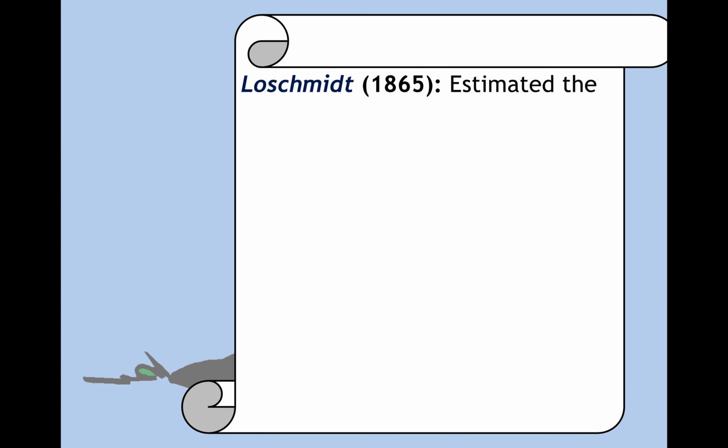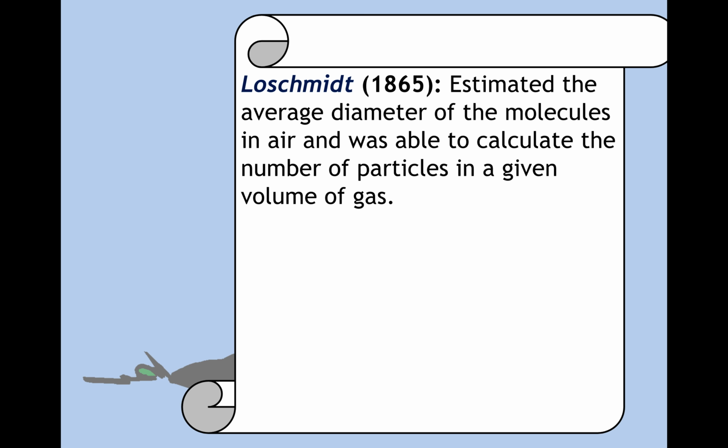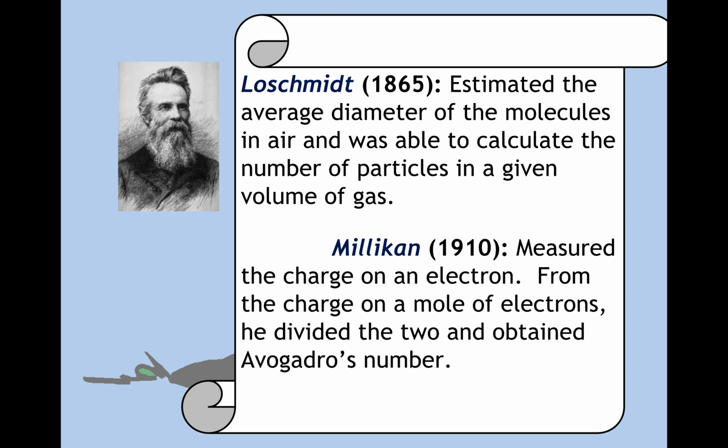Loschmidt in 1865 estimated the average diameter of the molecules in air and was able to calculate the number of particles in a given volume of gas. So we're starting to get this idea that if we have a certain number of particles, we can actually tell the amount of space they're going to take up. Millikan in 1910 measured the charge on an electron. From the charge on a mole of electrons, he divided the two and obtained something called Avogadro's number. Here's Mr. Millikan.